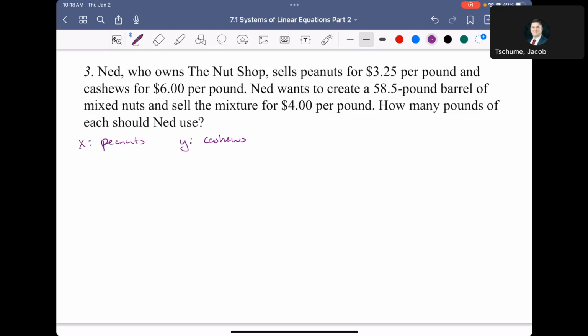All right, so what does it say? It says Ned wants to create a 58.5-pound barrel of mixed nuts. Well, that means Ned wants to take a certain number of peanuts and add a certain number of cashews. Don't know what those are yet. And when we add them together, they want that to equal 58.5.